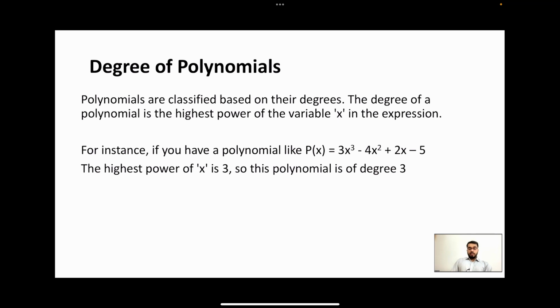Now, every polynomial has a degree. The degree is nothing but the highest power of x that we have in the expression. So for instance, if we look at the polynomial p(x) = 3x³ − 4x² + 2x − 5, the highest power of x is 3. Therefore, this polynomial has a degree of 3.